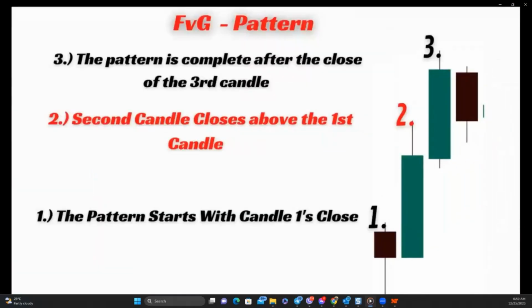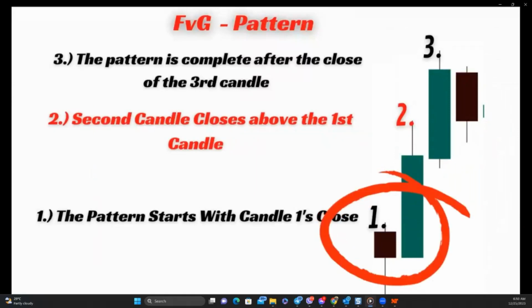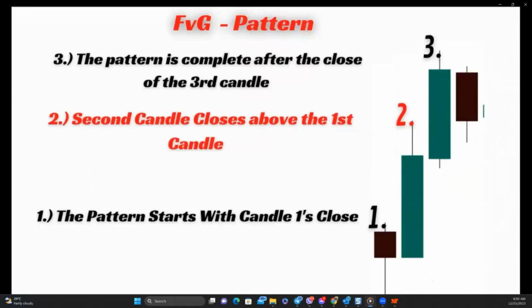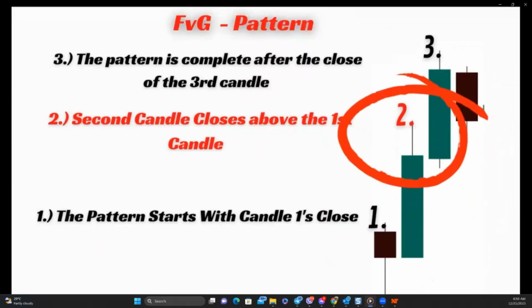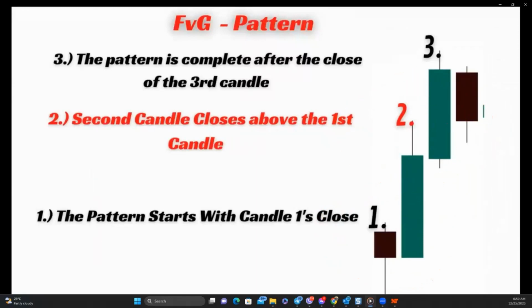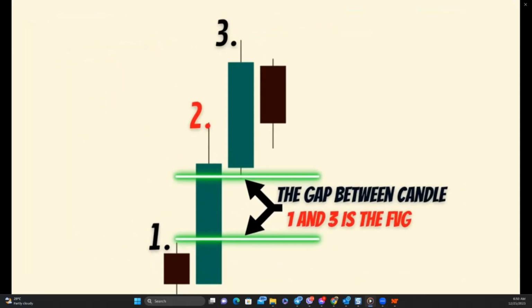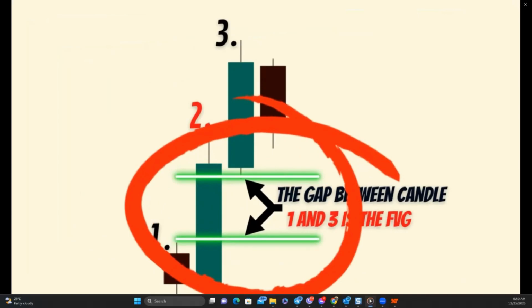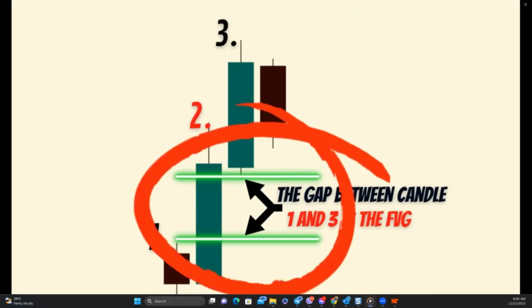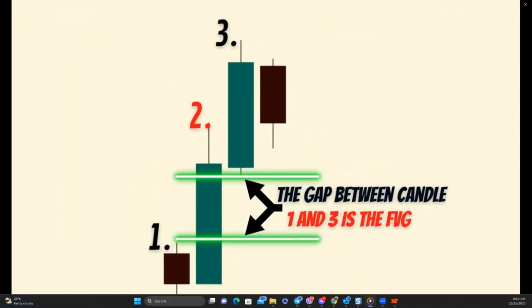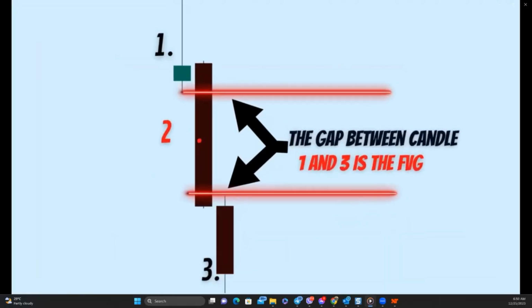It's a 3-candle pattern. Let's go over the basics here, how the pattern forms. So at the bottom here, you see the first candle closes, and then the second one pushes up above the first candle, creating a little gap there, and then the third candle closes, and that's the end of the pattern. Next slide here. So as you see, there's 1, 2, 3, and then there's that gap, that displacement between candles 1 and 3, that is the fair value gap as we know it.